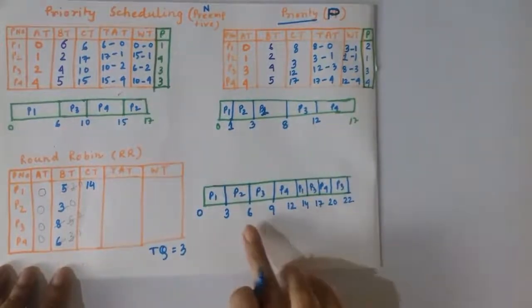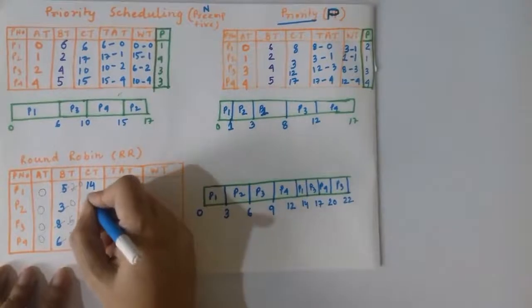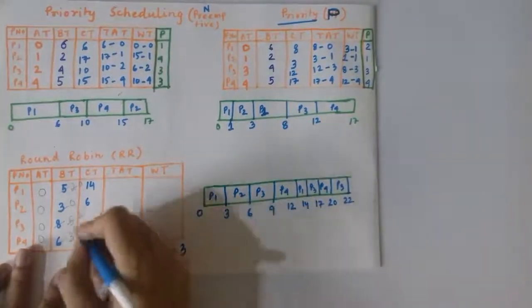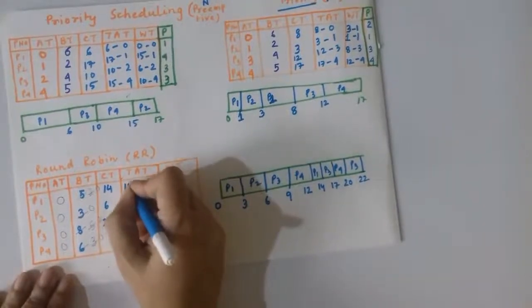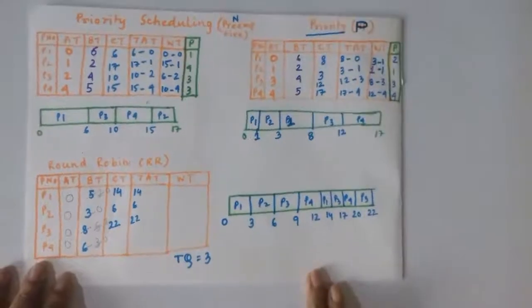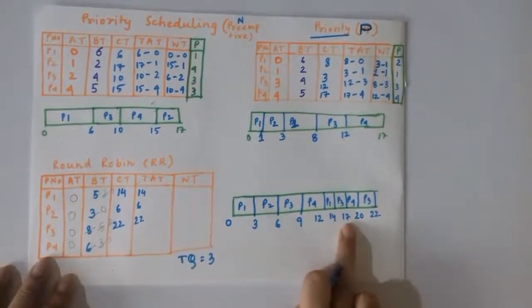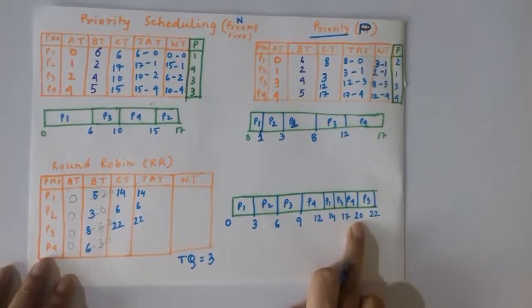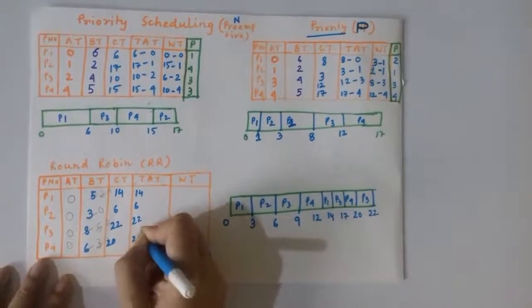For P2, when it is completed, in 6 only it is completed. P3, when it is completed, 22. Similarly, because we have done many, keep writing the same value for turnaround time also. Okay, it will save your time. P4, when is it executed? At 20. So write 20 here, even here also.